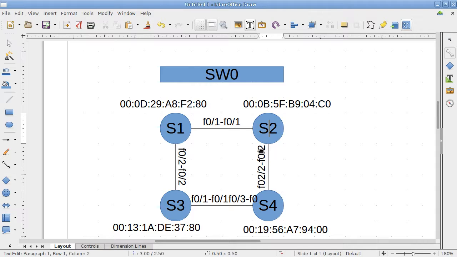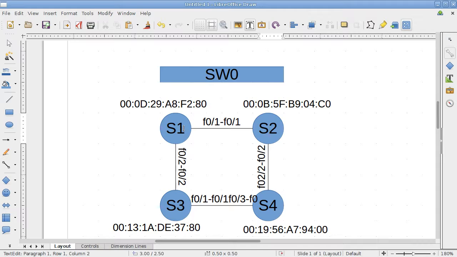Now, any port that's connected to a designated port is a root port. So this would be a designated port here, so these would be root ports. A root port on any given switch is the port that has the shortest path back to the root bridge.